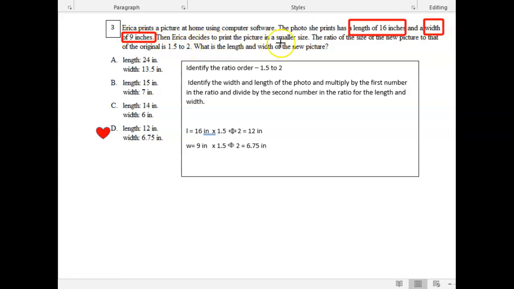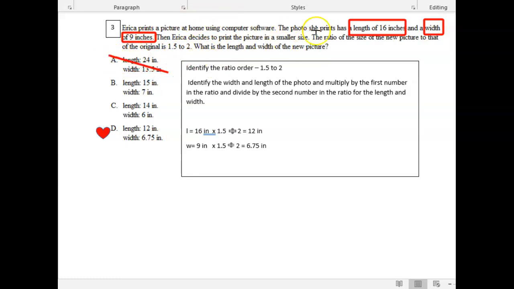Erica decides to print the picture smaller. So our answers, this is kind of a test-taking tip. We see that she wants the picture smaller. So we know that the length and the width in our answers here have to be smaller values than 16 and 9. So just off of that information, we can do some elimination. We know that the length is 16 inches, and because the picture is going to be smaller, we can eliminate A, because A is the only one that has a length that is longer than 16 inches. So we can go ahead and eliminate A.